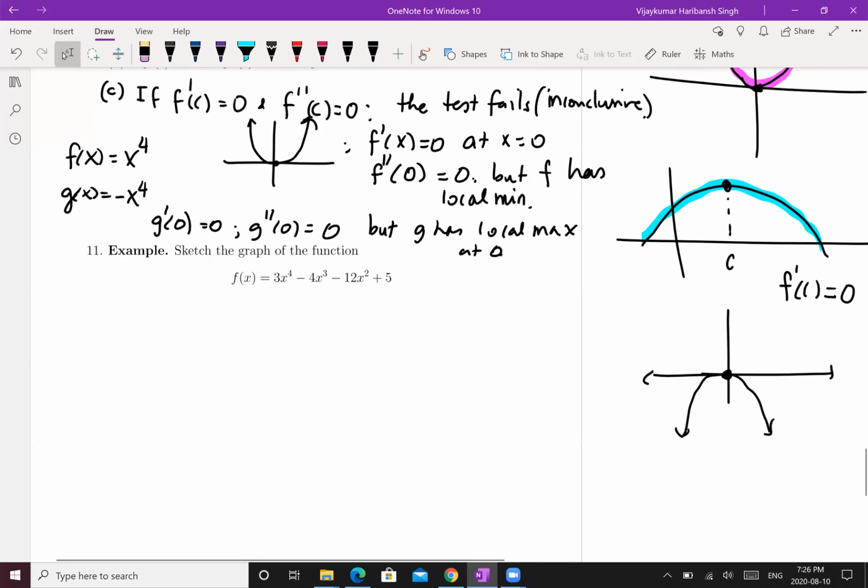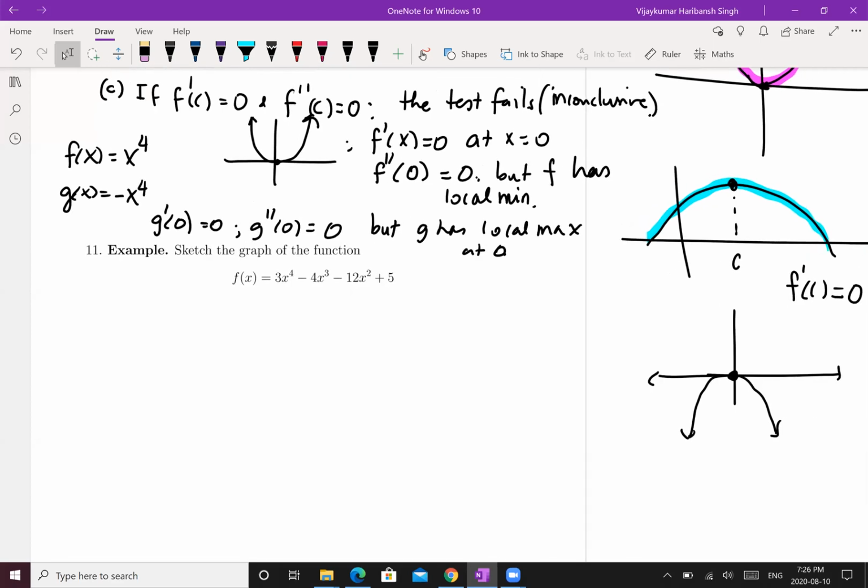So let's sketch the graph of the following function. We have f of x equals 3x to the 4 minus 4x cubed minus 12x squared plus 5. So what are the steps in graphing this function? First of all, we'll find the critical numbers. So f prime x is 12x cubed minus 12x squared minus 24x. And we have already seen this in the upper part. That is 12x times x plus 1, times x minus 2.